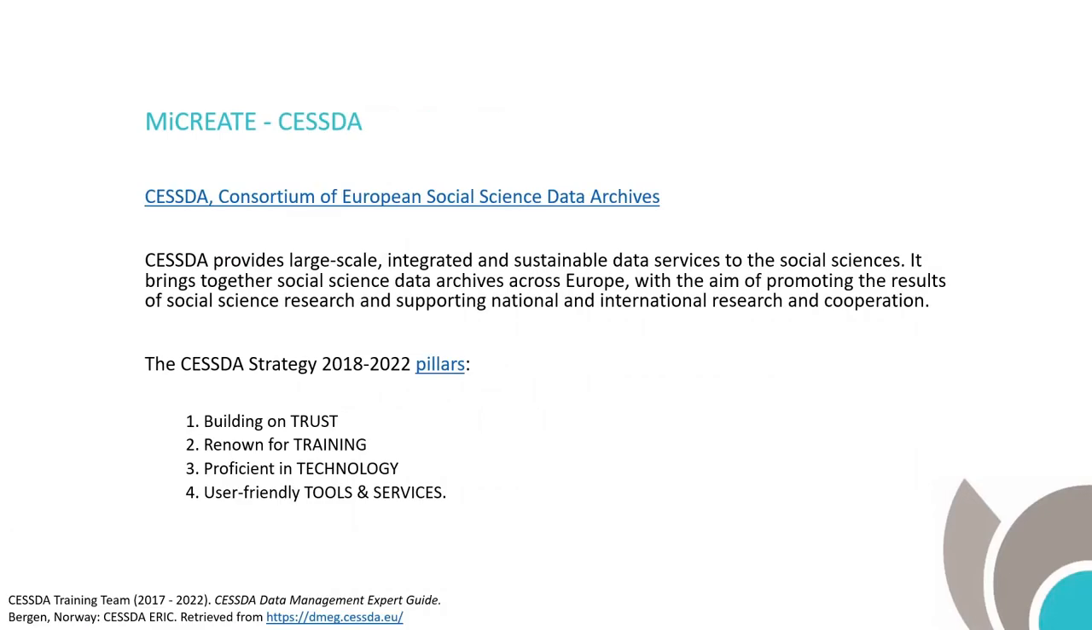I mentioned before the CESSDA Data Management Expert Guide. First of all, I have to explain what CESSDA stands for. CESSDA is short for Consortium of European Social Science Data Archives. I will not go into details, perhaps just the four pillars within the strategy of CESSDA: trust, training, technology, tools, and services. They're good. They're really good. I didn't go searching for much more. They were recommended to us, and I checked it out, and it was really very helpful.